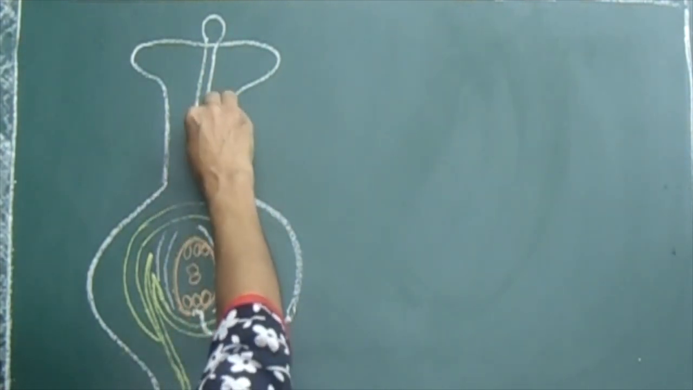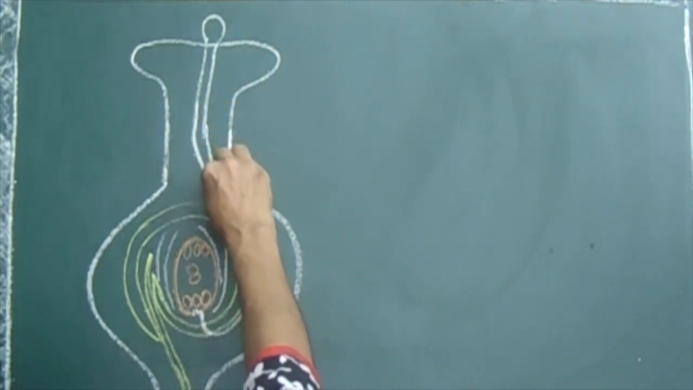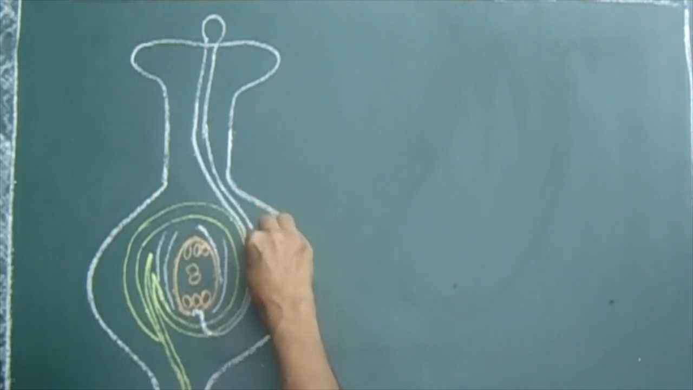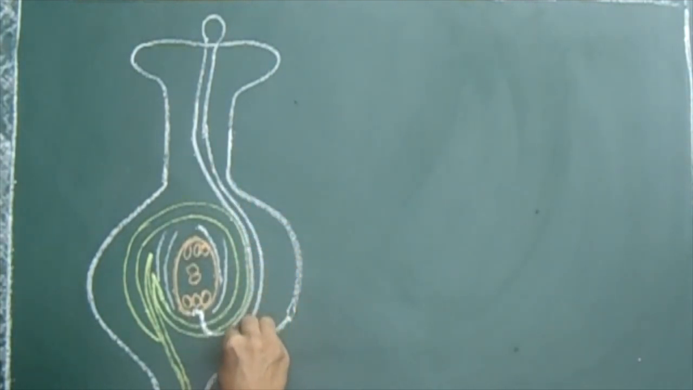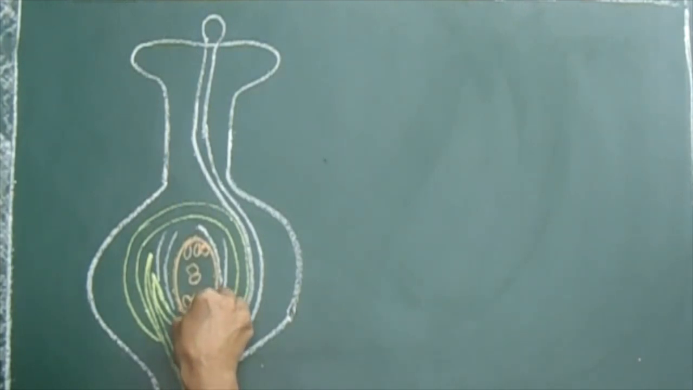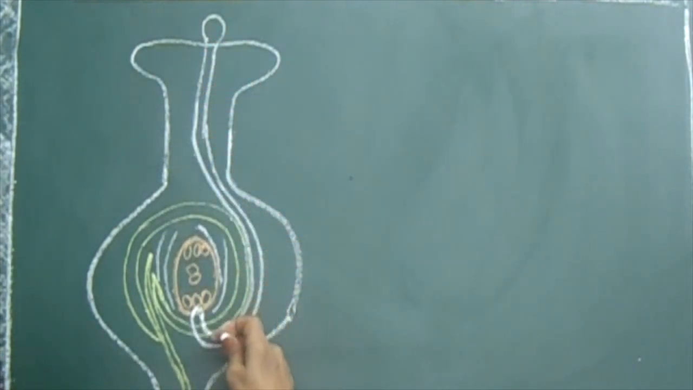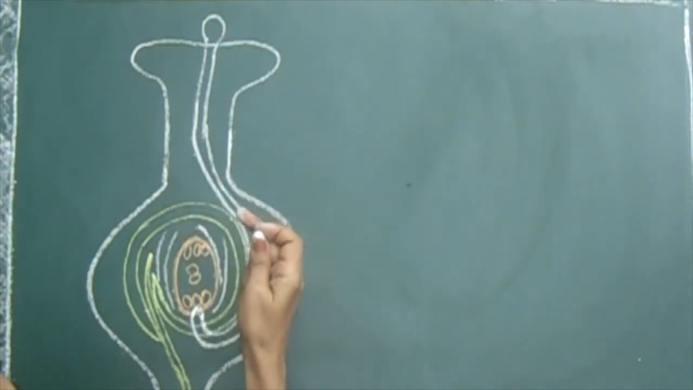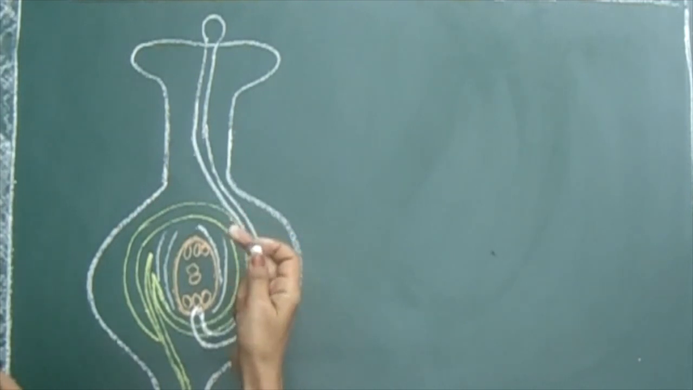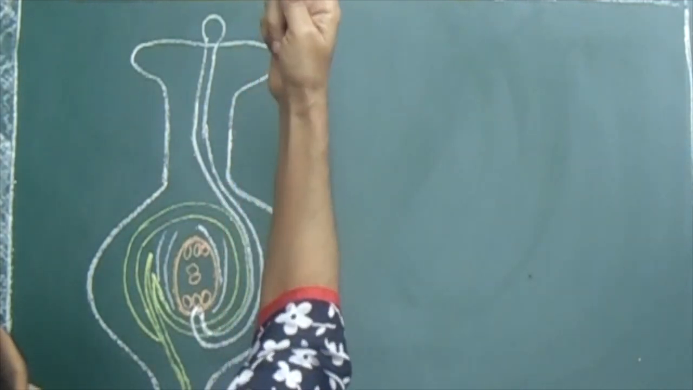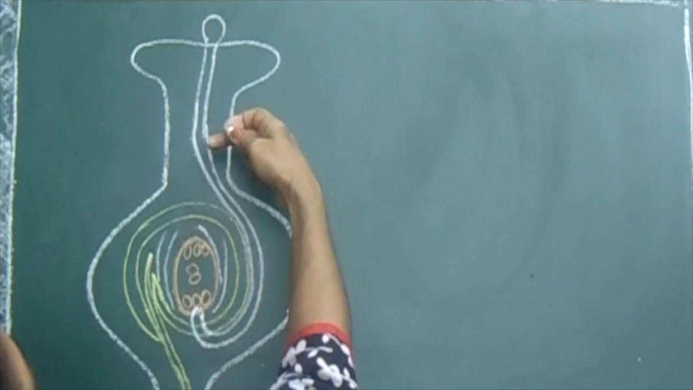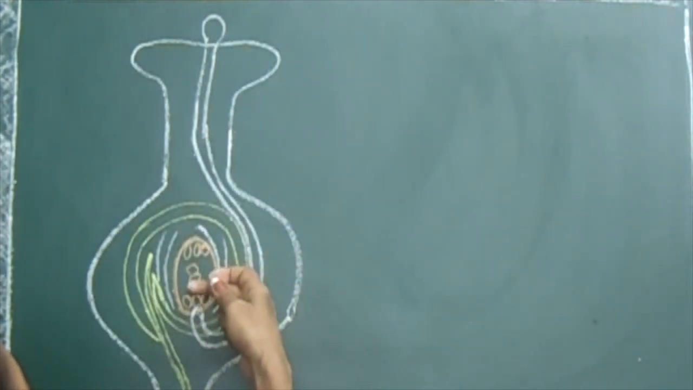Then the next part, stretch it, bring it in the same way till the end, join it. Now what is this? We know that the female reproductive part consists of what? Stigma, style, and then ovary.